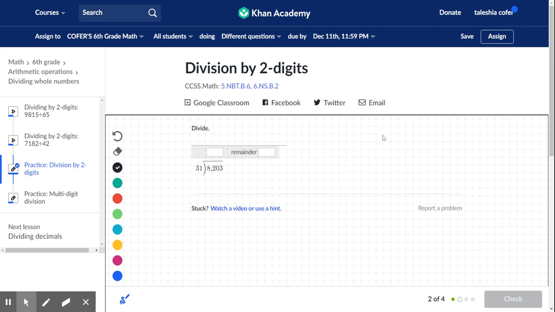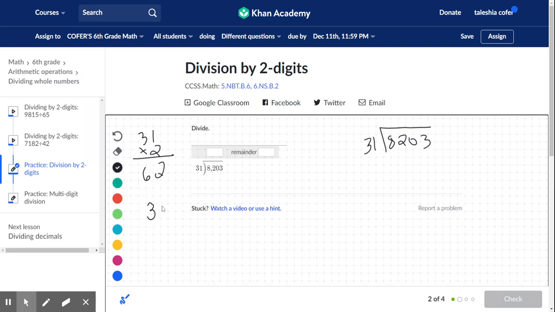Let's try this one out. We have 8,203, and they want us to divide that by 31. 31 can't go into 8, but I wonder how many times 31 can go into 82. Let me do some math over here. I know that 31 times 1 is 31, but 31 times 2, 2 times 1 is 2, 2 times 3 is 6. Okay, 31 times 2 would give me 62.